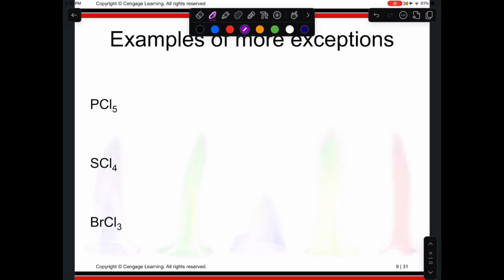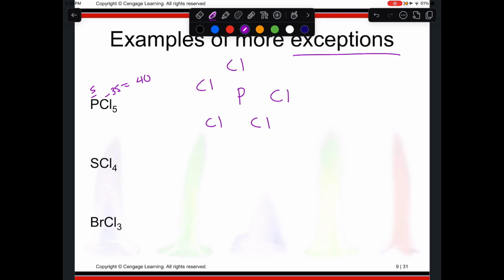All right, I promise, I think we don't have too many more examples here, but these are more exceptions. These are ones that can increase above 8. So let me show you how and when you would know to do that. So P has 5, Cl has 7 times 5, so I'm just going to make that 35. Total of 40 electrons. P is my center atom. It's going to make it the most symmetrical. Go ahead and place your Cls around here. And then nothing's new here. Make your connections.